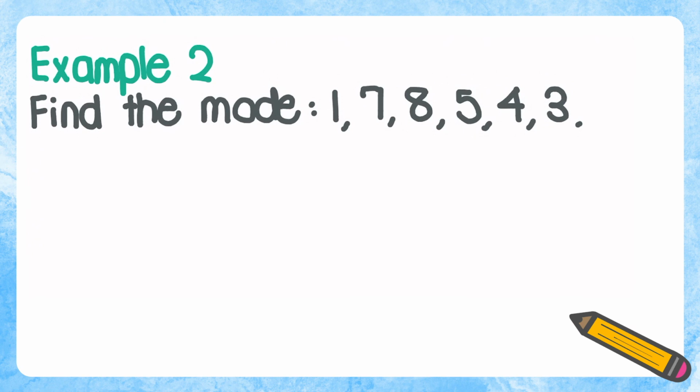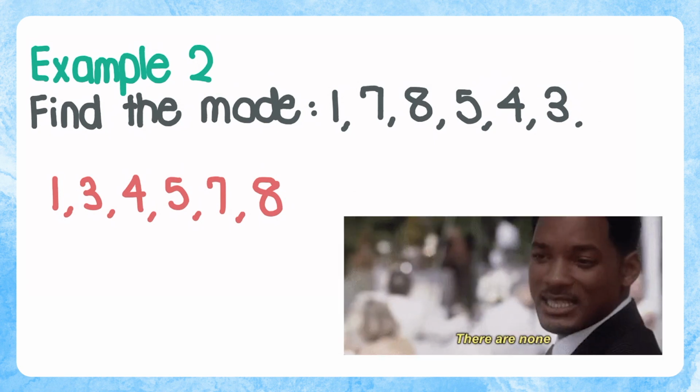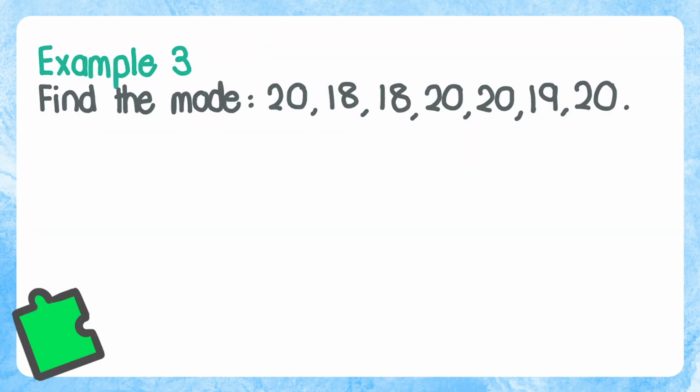Here is another data set right here. Again, I'm going to reorder from least to greatest. And I notice that there's no number that shows up more often than others. So that means that there is no mode here. Go ahead and find the mode of this data set on Edpuzzle.